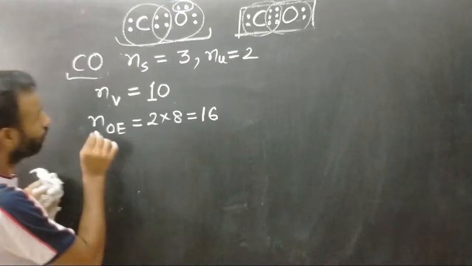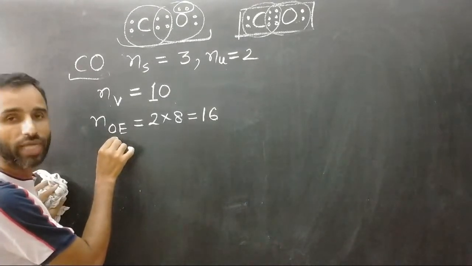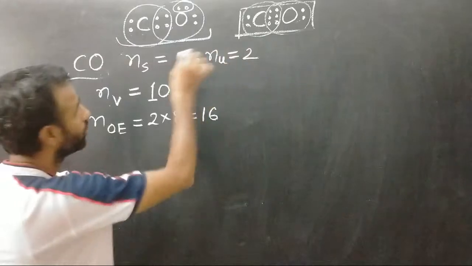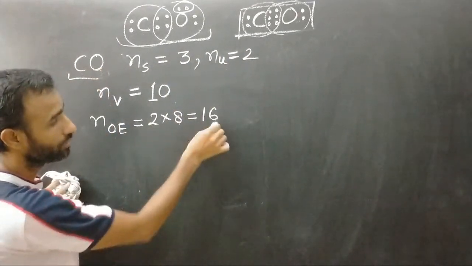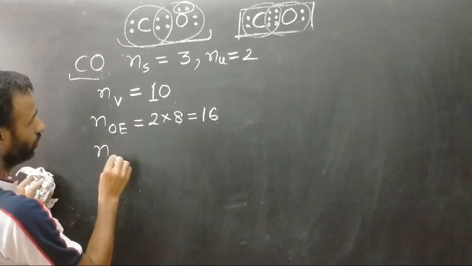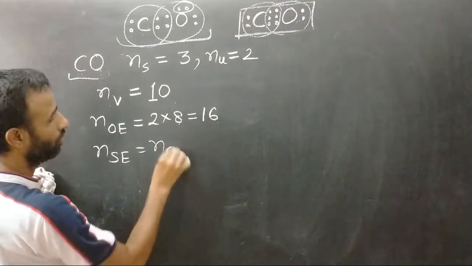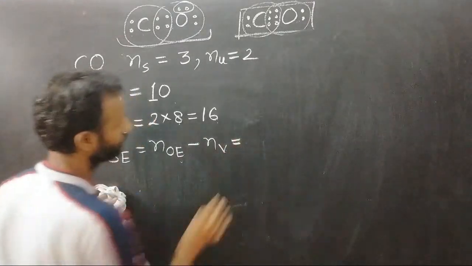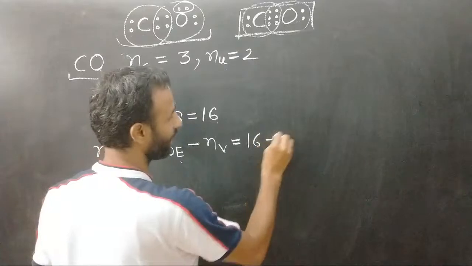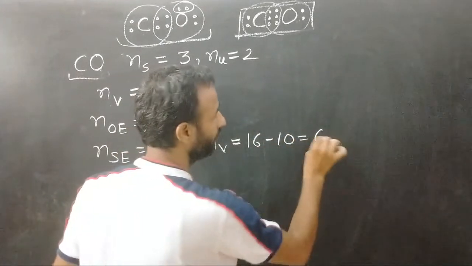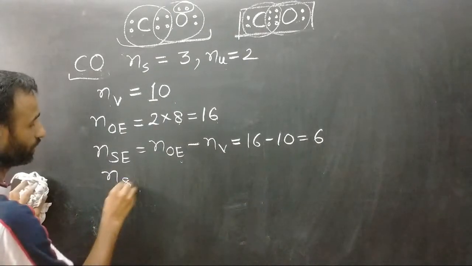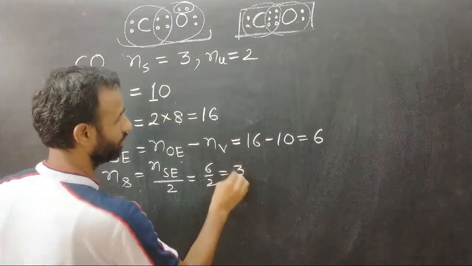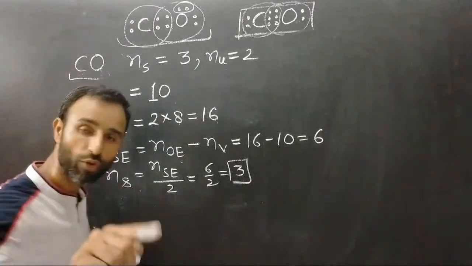There are 10. Now, to complete the octet of each atom, each atom should have 8 electrons. So in CO there are 2 atoms, so 2 into 8 is a total of 16. So shared electrons now equal total electrons required to complete their octets minus valence electrons. Yes, this is the right formula. So that comes out to be 6, and shared pairs equal shared electrons divided by 2, that is 3. We will use the same formula for carbonate as well.